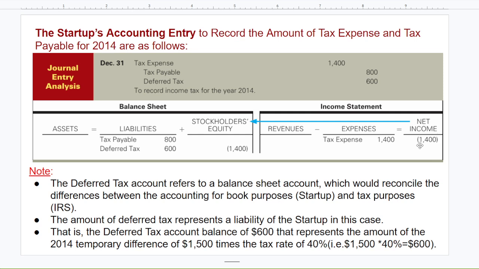Look at this one, we have a negative, so your equity will be negative, and this way deferred tax is 600, friends.